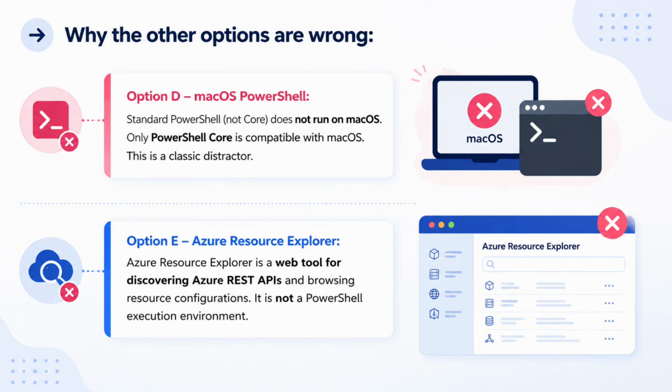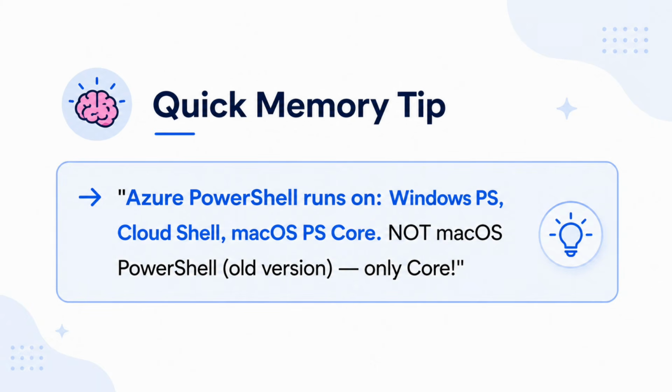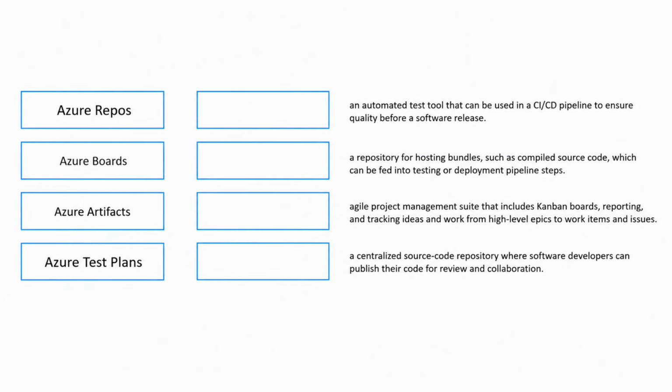Why the other options are wrong? Option D. macOS PowerShell. Standard PowerShell, not Core, does not run on macOS. Only PowerShell Core is compatible with macOS. This is a classic distractor. Option E. Azure Resource Explorer. Azure Resource Explorer is a web tool for discovering Azure REST APIs and browsing resource configurations. It is not a PowerShell execution environment. Quick memory tip: Azure PowerShell runs on Windows PowerShell, Cloud Shell, and macOS PowerShell Core, not the old macOS PowerShell version, only Core.